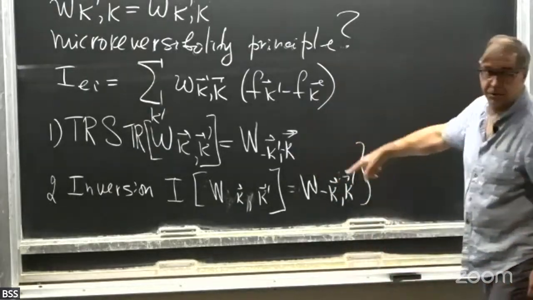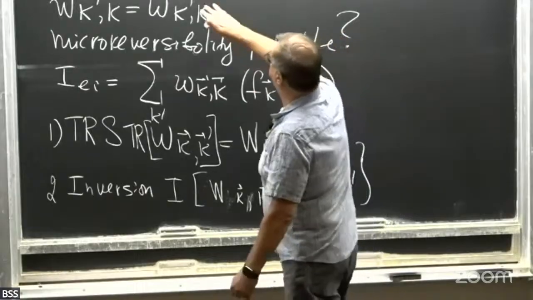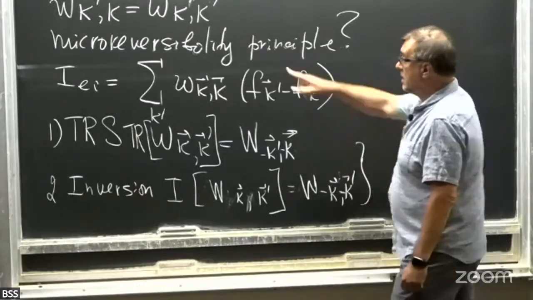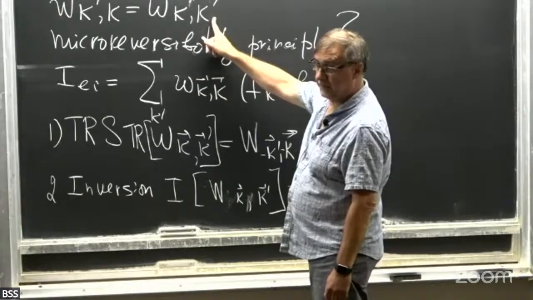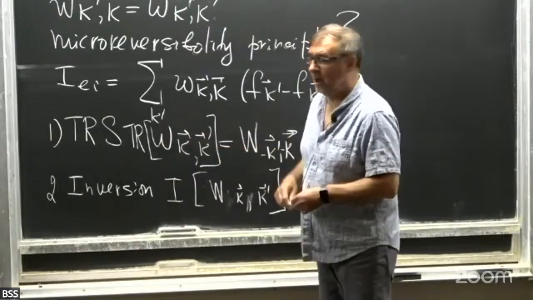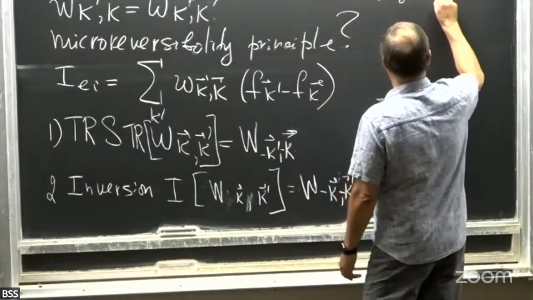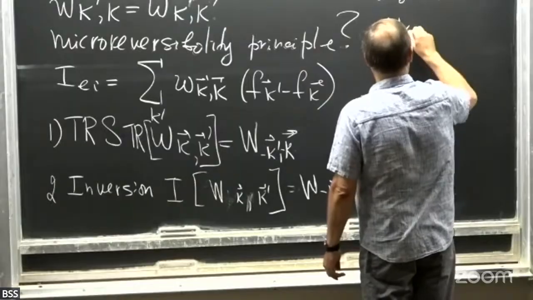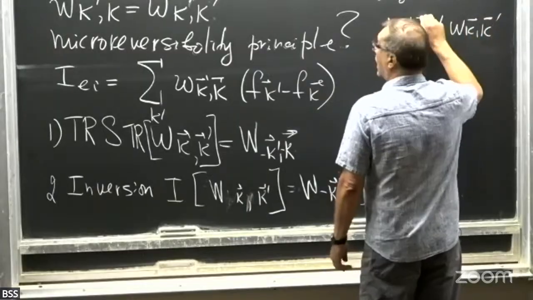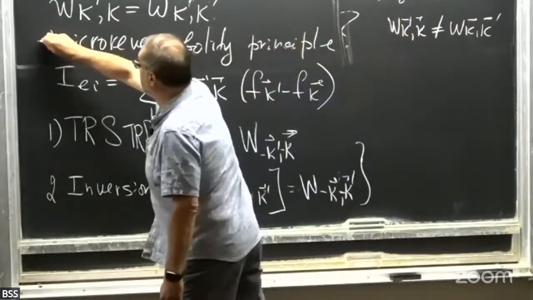Now, if we combine the two, the time reversal and inversion, then you do end up with micro-reversibility. Good. But it's not given that we have either of those. We can have a magnetic field, or we can have a system without the inversion center. So in general, W of K prime K is not equal to W K K prime. And therefore, micro-reversibility principle is actually not a principle. It's a consequence of two symmetries.